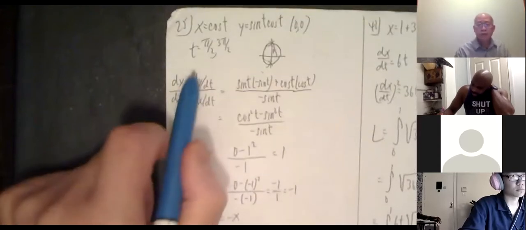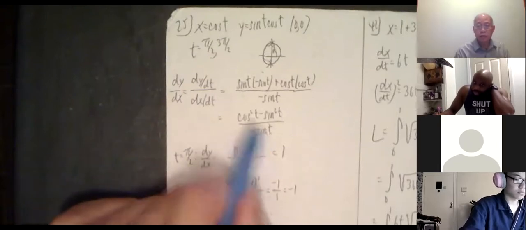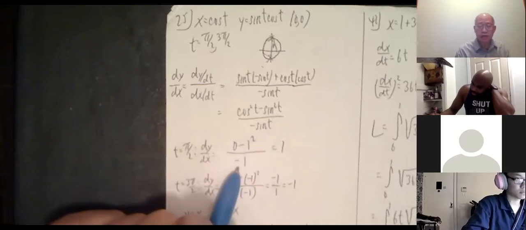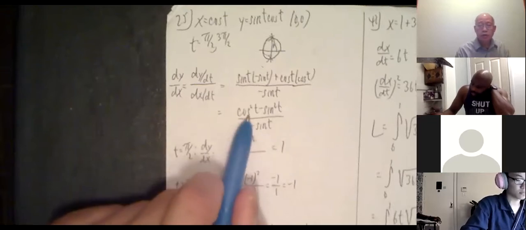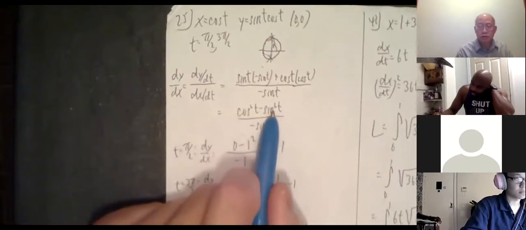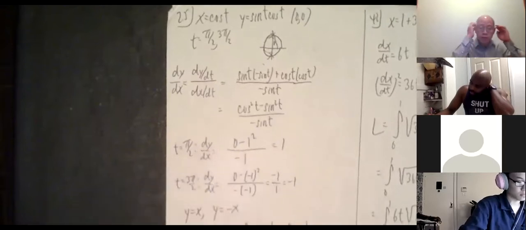Okay, so if I plug in t is pi over 2, plug in pi over 2 here and here and here. Sine of pi over 2 is 1, so the denominator is negative 1. Cosine of pi over 2 is 0. Sine of pi over 2 is 1, so it's 0 minus 1 squared divided by negative 1, so that comes out to be 1.